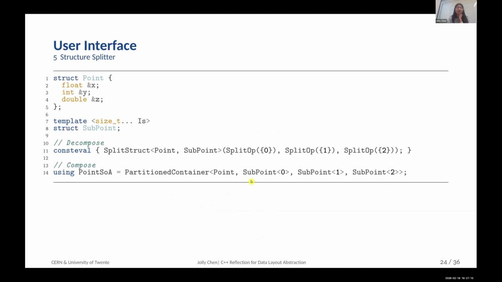So the interface for this would be as follows. We have, again, a point structure with some basic data members. We have a declaration for a substructure that we will define using define aggregate. And that happens in this decompose step using split struct. This takes the original structure, the declaration for the substructure that we want to define, and a list of split operations. And then we can compose this again by putting this into a partition container class that I will show later.